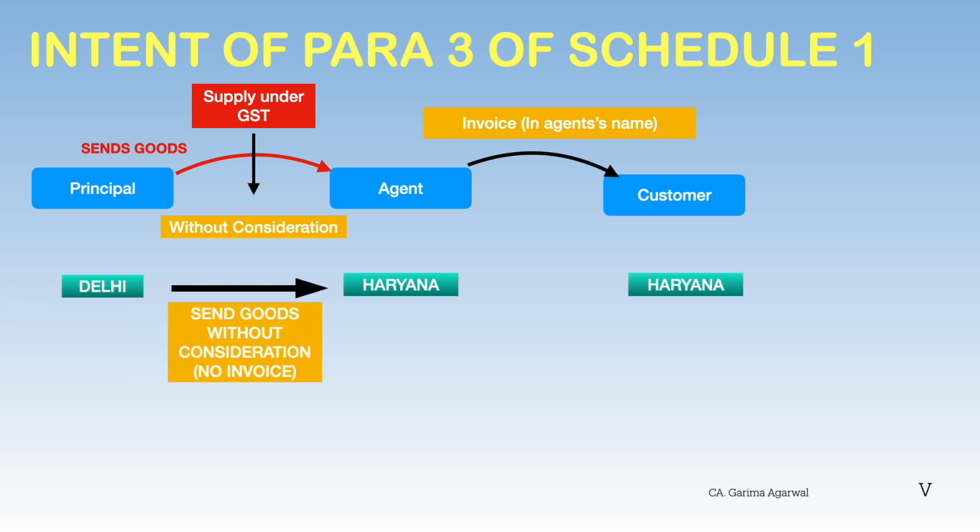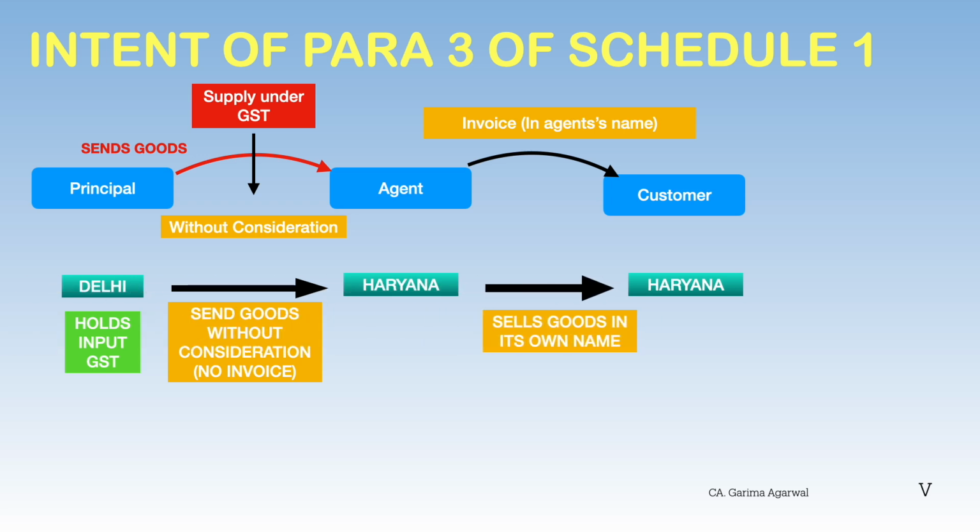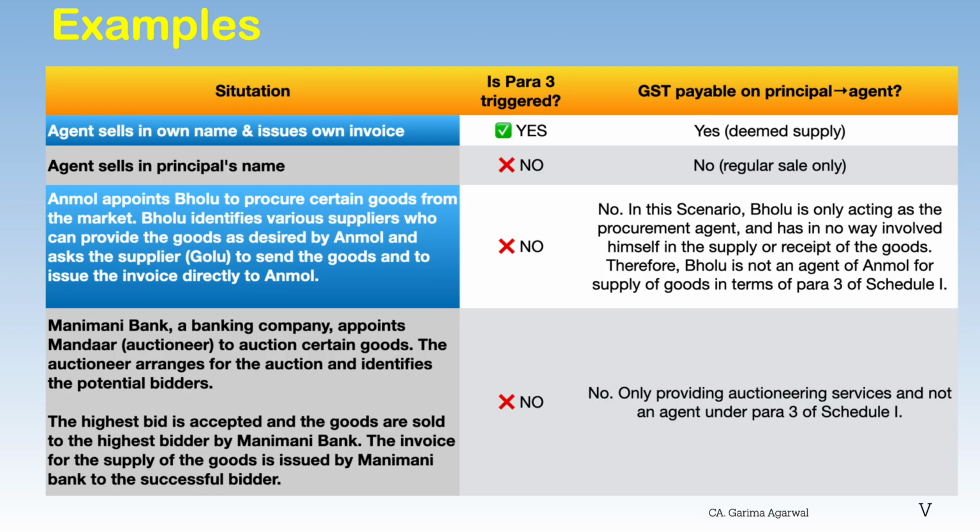to the agent in Haryana without consideration, and let's suppose it is not a supply and so no GST was charged. In this case, the input tax credit on the raw materials that was purchased by the principal to make that goods at Delhi location will be blocked, while tax paid on final sale at Haryana location by the agent will have no input tax credit available to be reduced from the output tax. Now let's take some examples based on this para.